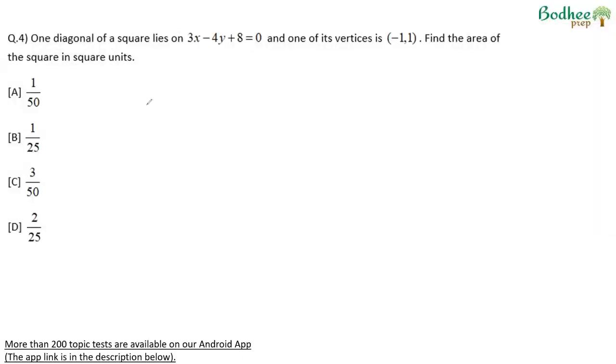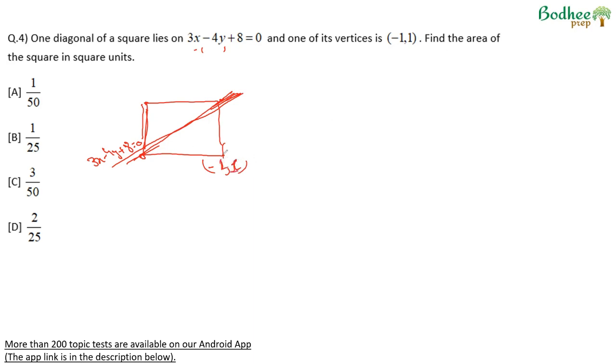One diagonal of a square lies on... So suppose this is the diagonal, this is the square. This is the diagonal we are talking about. This diagonal is along the line 3x minus 4y plus 8 is equal to 0, and one of its vertices is (minus 1, 1). If you put minus 1 and 1 here, minus 3, minus 4, plus 8 is not 0. So obviously, (minus 1, 1) will not be one of these vertices. It will be the third vertex. We have to find the area of the square.